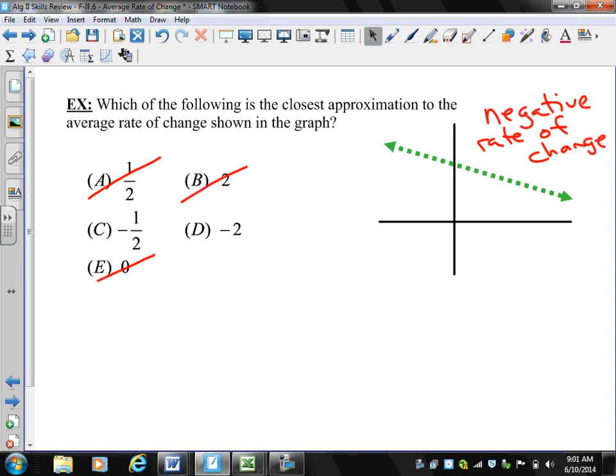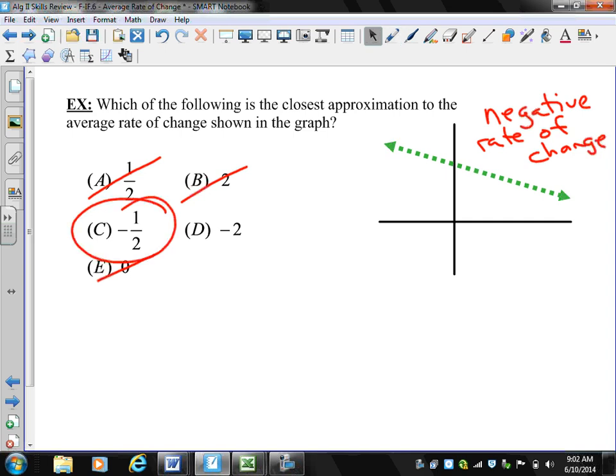Well, it's kind of a shallow rate of change, right? This line here is pretty flat. If it was steeper, that'd be a different story, but it's pretty flat. So it's close to 0, and it's certainly a little less than 1. If it was negative 1, it'd be at a 45-degree angle there, right? But it's kind of shallow, so I'm going to have my final answer as negative 1/2 for my average rate of change here.